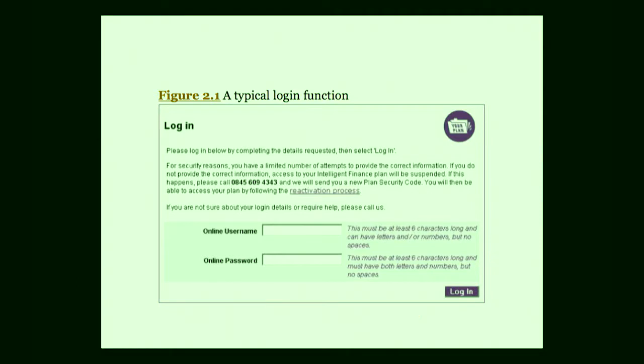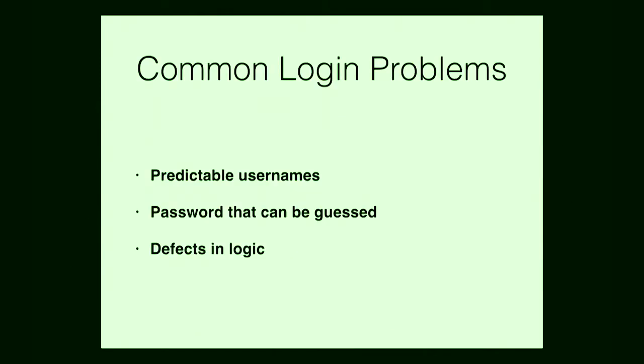Anyway, so here's a login function. So you have to log in for security reasons. You only have a limited number of attempts. If you mess up, you're going to have to call the help desk, and we're going to have to send you a security code and all this. Then you have to go through a reactivation process, and you have rules for your username and rules for your password. You know, this is how it goes. There's many things that go wrong.